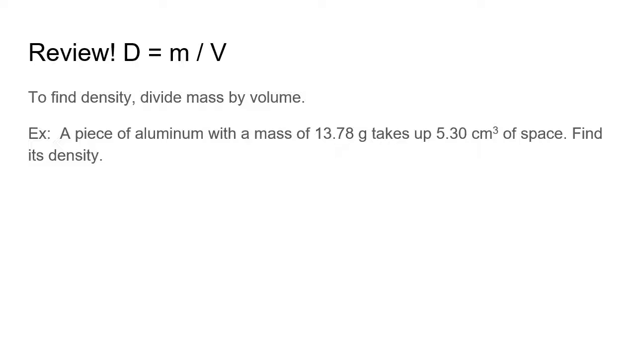To review, density equals mass over volume. So to find density, you divide the mass you're given by the volume you're given, and the units will be either grams per centimeter cubed or grams per milliliter.